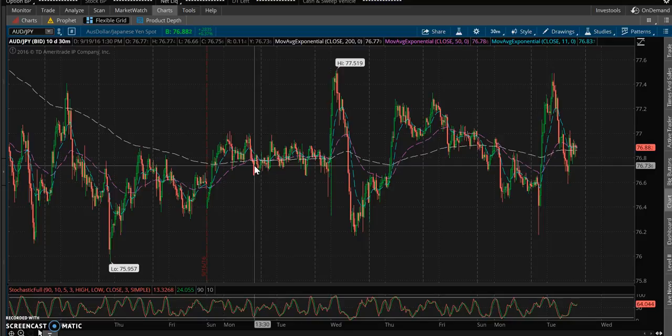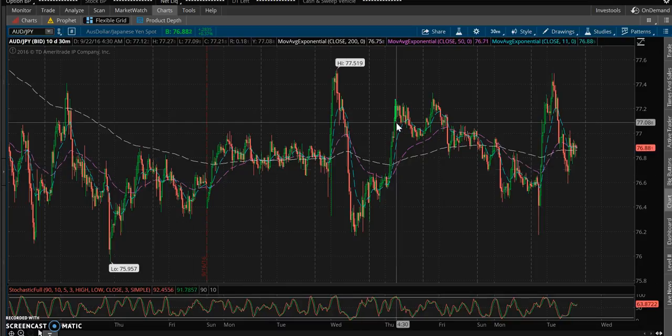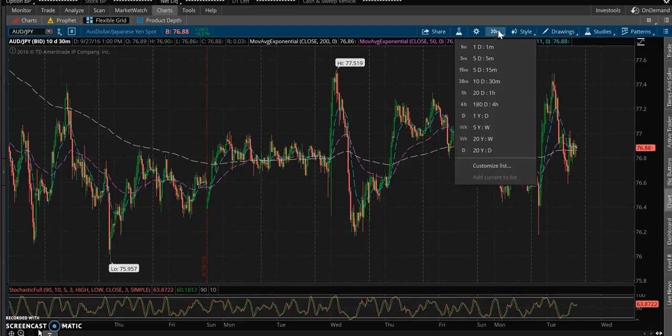Hey guys, I wanted to recap a couple of trades that I took yesterday. I know I said I was going to have them done yesterday night, but I got caught up with a couple of things, so I figured I would take the time to do it now.